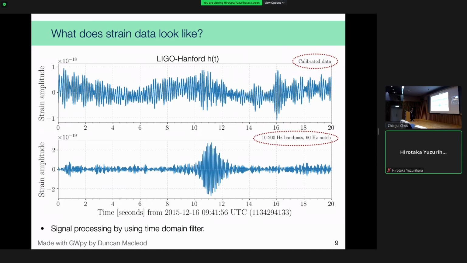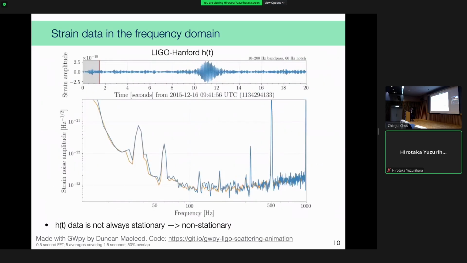This kind of thing is called signal processing. And also this is available. We can do this by using GWPy.